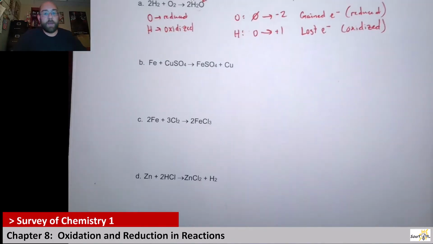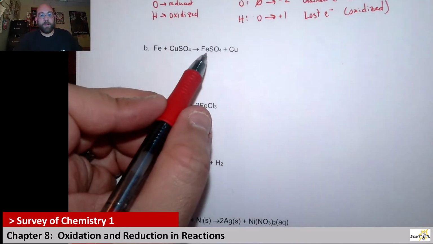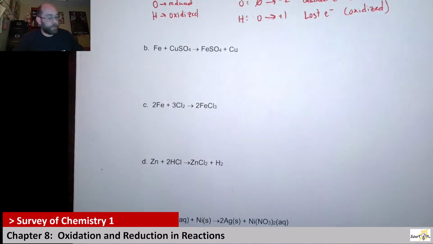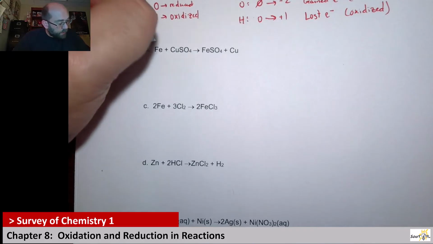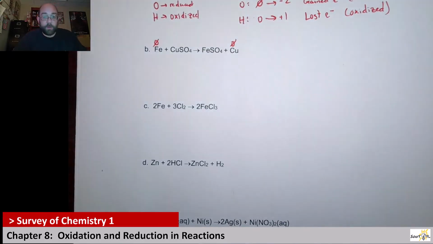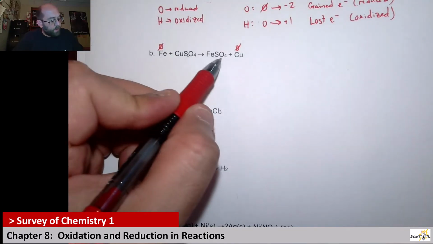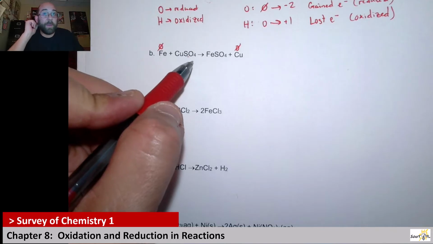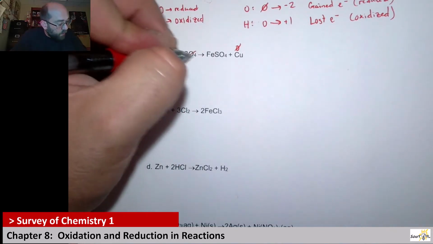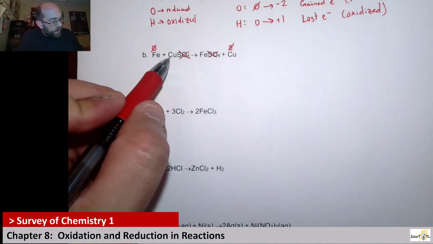All right, next up, here we have iron plus copper sulfate giving us iron sulfate and copper. So iron and copper, by themselves, are elemental forms, so they start at 0, as I put above them. Now, both of these have sulfate, so nothing really happens with the sulfate. We didn't break apart the sulfate polyatomic ion. So I'm just going to ignore it for right now and not assign oxidation numbers for it.